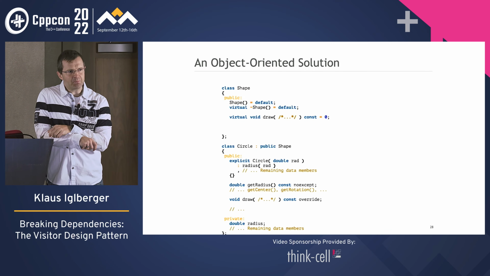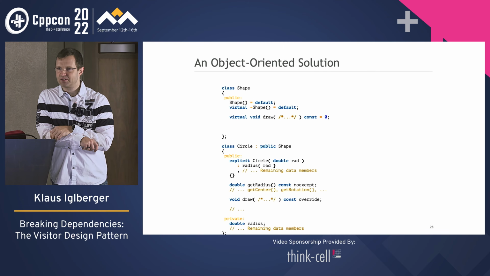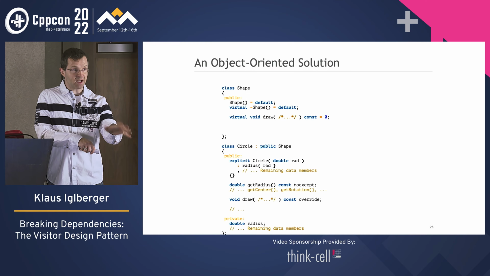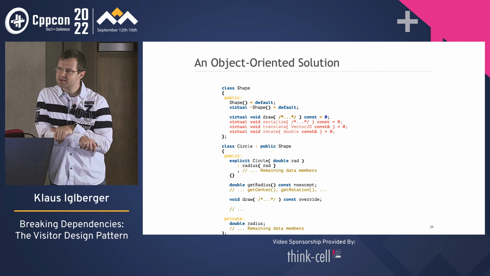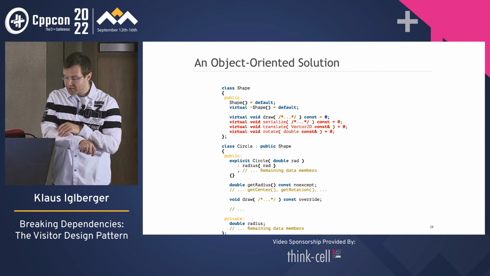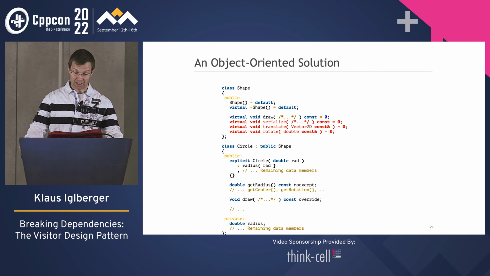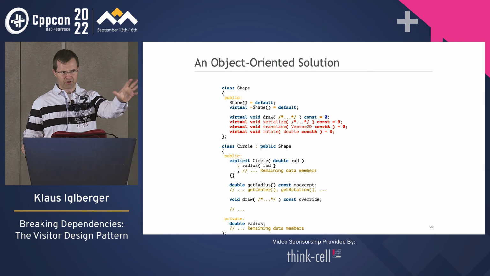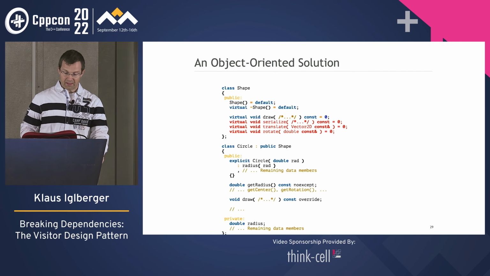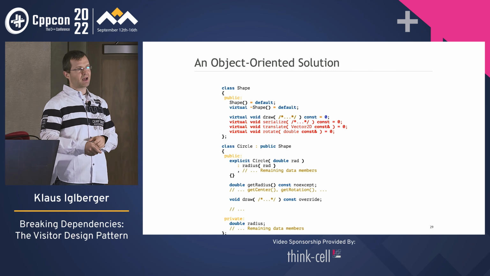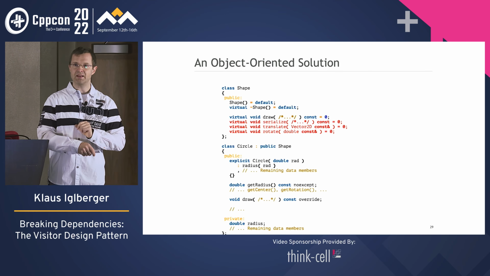Object-oriented programming has one particularly nasty disadvantage. Adding types is kind of easy, but adding operations is kind of difficult. So if you want to add, in addition to the draw function, a serialize function, translate and rotate, so the functions that I pointed out before, then I would have to introduce them as virtual functions in the base class.